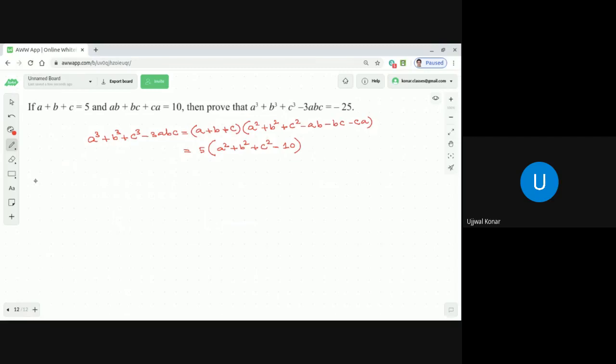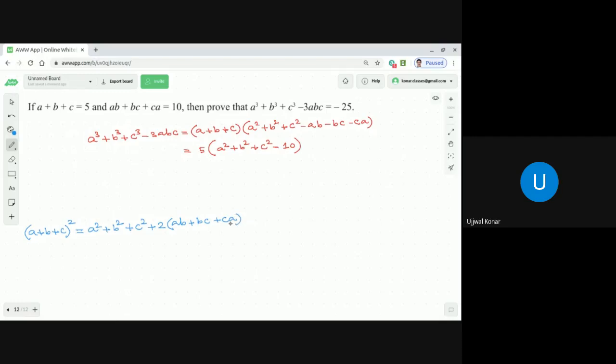What is that? Let me use a different color pen. What is a plus b plus c whole square? Tell me. What is a plus b plus c whole square? Please tell me. It's a square plus b square plus c square plus 2ab plus 2bc plus 2ac. Very good. A square plus b square plus c square plus 2 into ab plus bc plus ca.